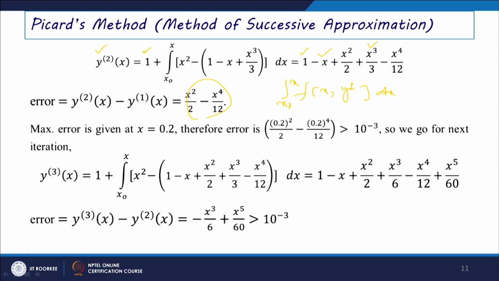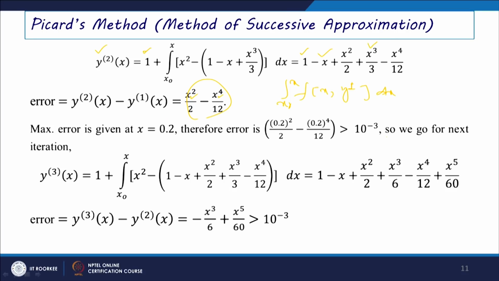The maximum error at x equals 0.2 we can obtain by putting x as 0.2 here, and we find this value is greater than 10 to the power minus 3. But the question asks that the error should be less than 10 to the power minus 3. So to reach this accuracy, we have to move to the next step. When the error is justified at a step, only then can we terminate and say this is the final answer of this problem.